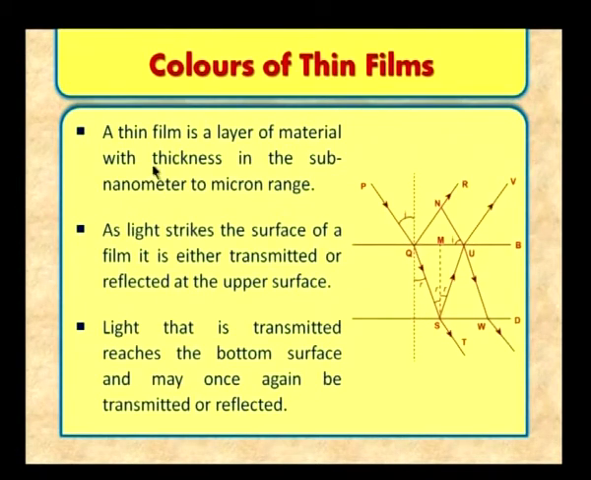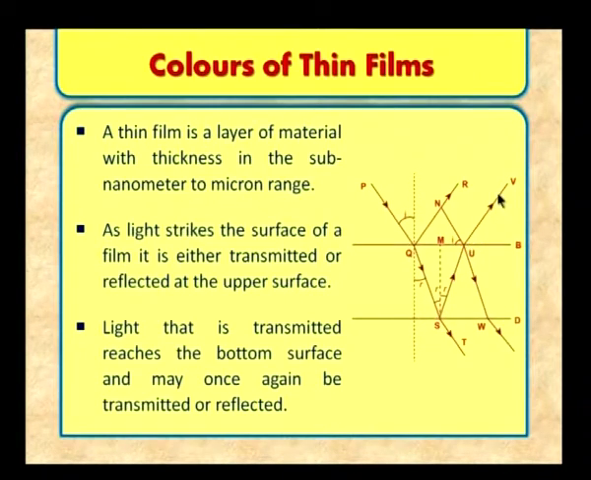A thin film is a layer of material with thickness in the sub-nanometer to micron range. This is a thin film. As light strikes the surface of a film, it is either transmitted or reflected at the upper surface. Partly it will be reflected and partly it will be transmitted. This is what we saw earlier also. The light ray is incident, partly reflected, partly transmitted. That transmitted beam again undergoes a reflection, and then comes in this direction.